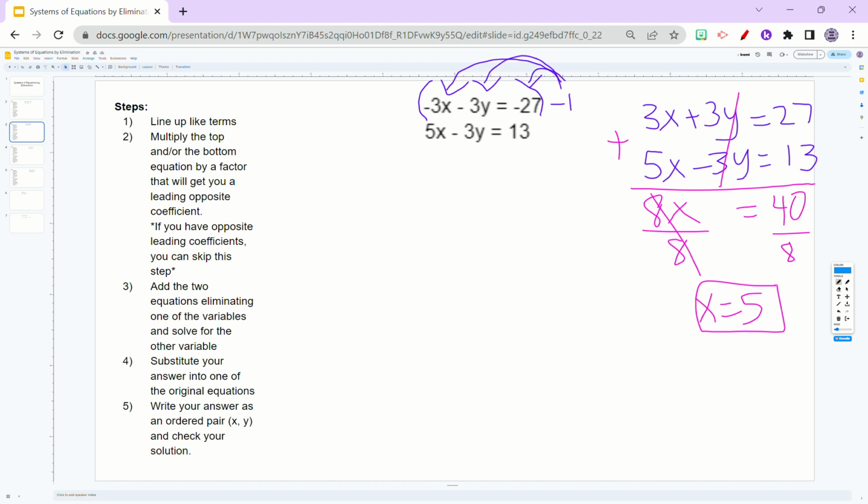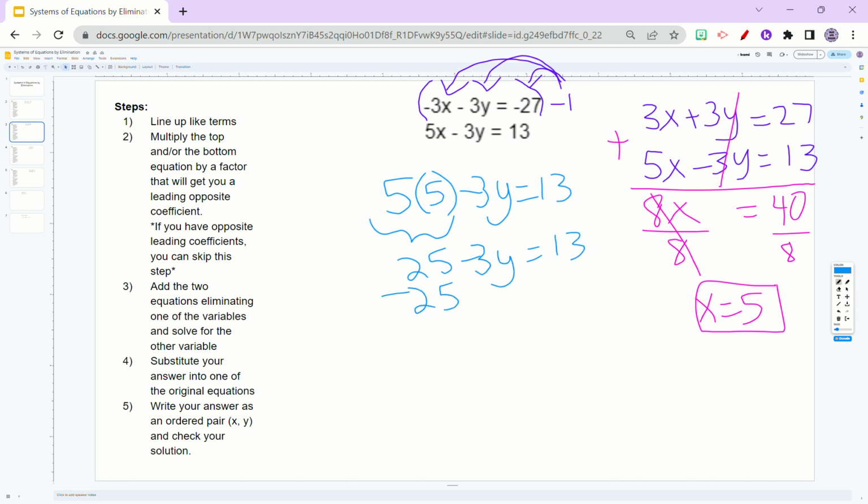All right, then step 4 says to substitute your answer into one of the original equations. You pick the equation to substitute it into. I'm going to pick the second equation just because it's got smaller numbers. So I'm going to write 5 times, instead of x, I'm going to use 5, minus 3y equals 13. So 5 times 5 is 25 minus 3y equals 13. We're going to subtract 25 on both sides.